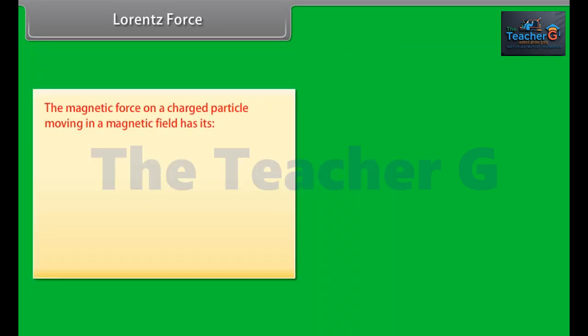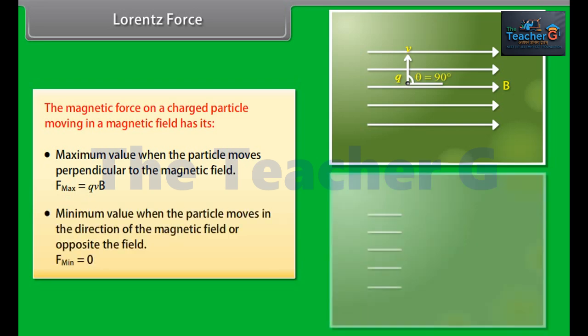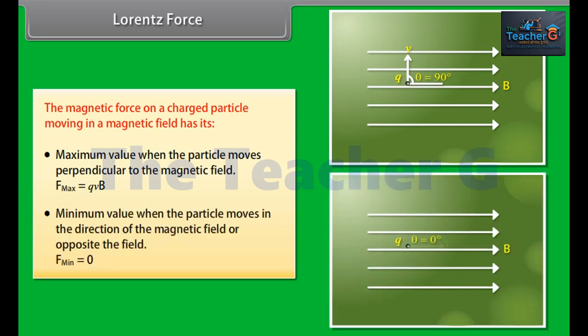The magnetic force on a charged particle moving in a magnetic field has its maximum value when the particle moves perpendicular to the magnetic field. F max = QvB. Minimum value when the particle moves in the direction of the magnetic field or opposite the field. F minimum = 0.